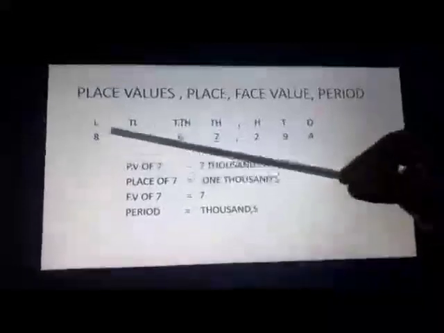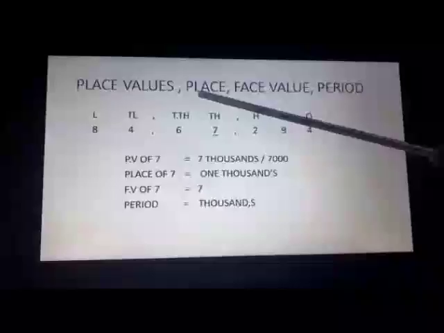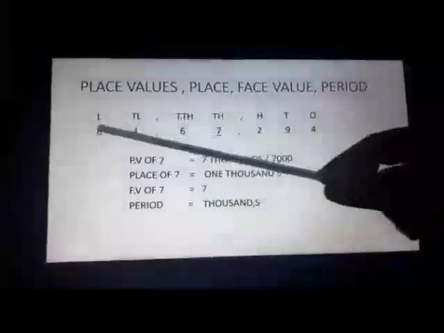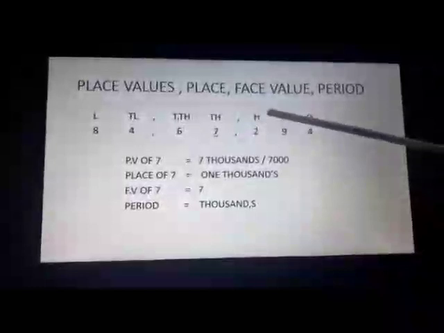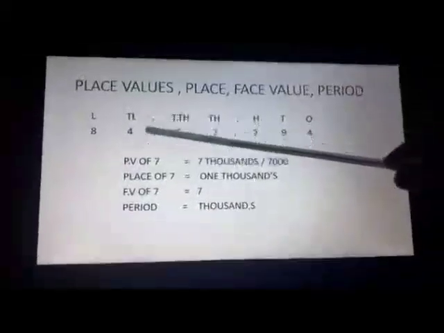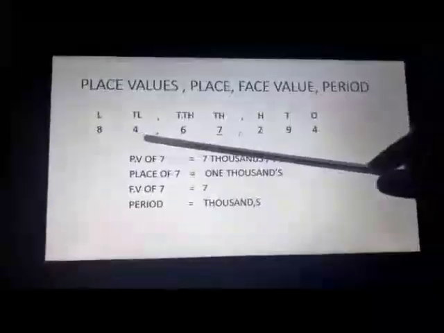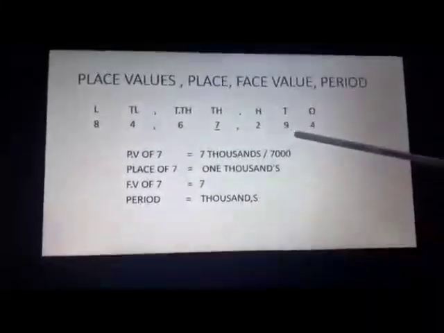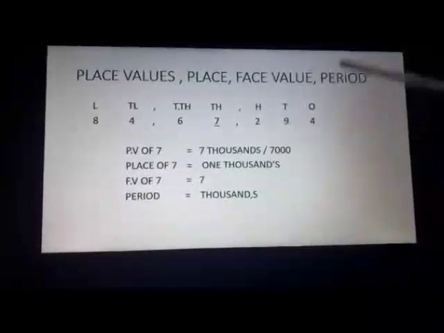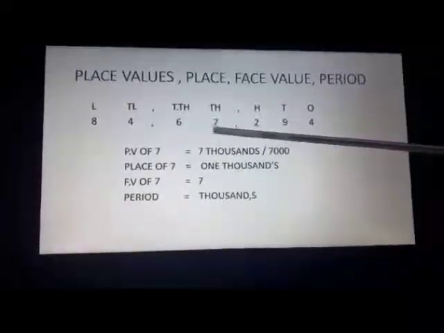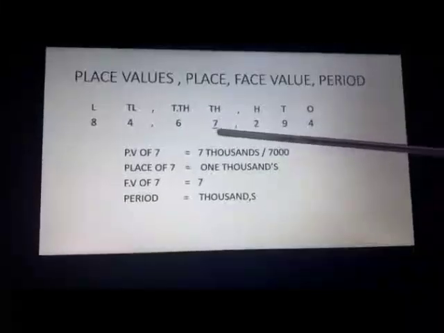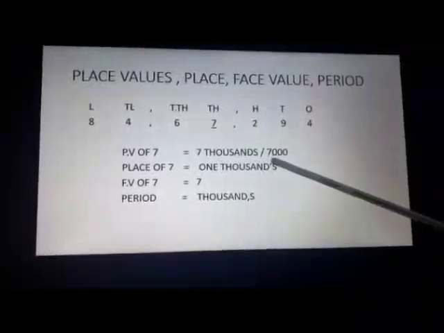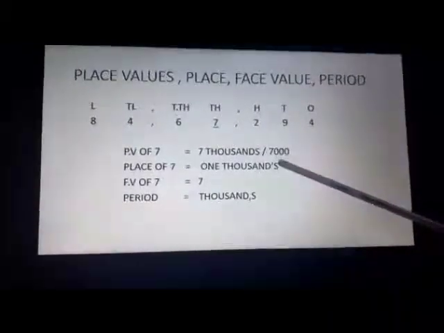Now the place value, place, face value and the period. Again, see here children, I have written the places and these are the period commas. So again, how do I read this number? 84 lakh 67,294. Now I have underlined 7. Therefore, the place value of 7 is 7,000, or numerically 7,000.